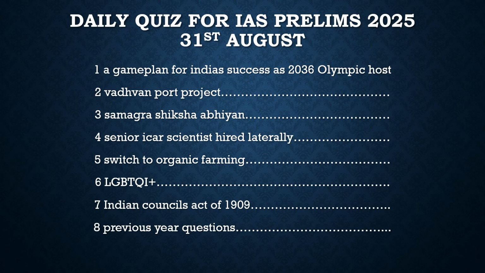Before we start our discussion, let's have a look at the topics which we have to discuss today, and let me give the context of why they were in the news, what is the story behind it. The first article which we have to discuss today is a game plan for India's success as 2036 Olympic host. Recently Olympics were held in Paris. We saw the results of Indian athletes. We saw various cases which went very viral during the Olympics in Paris.